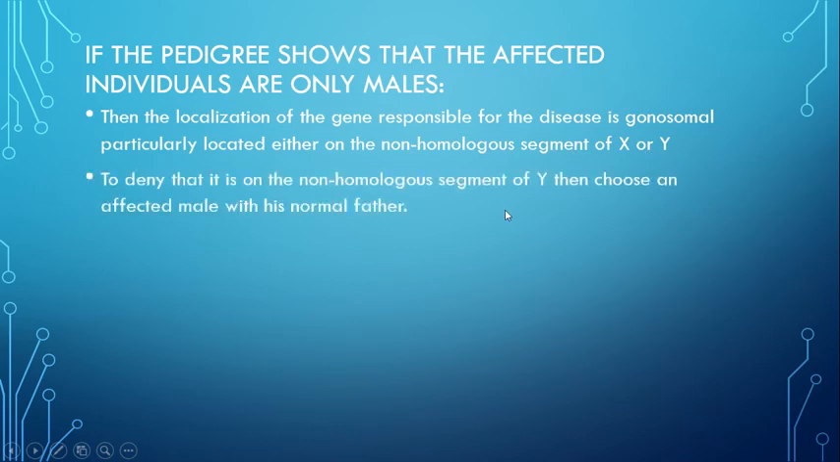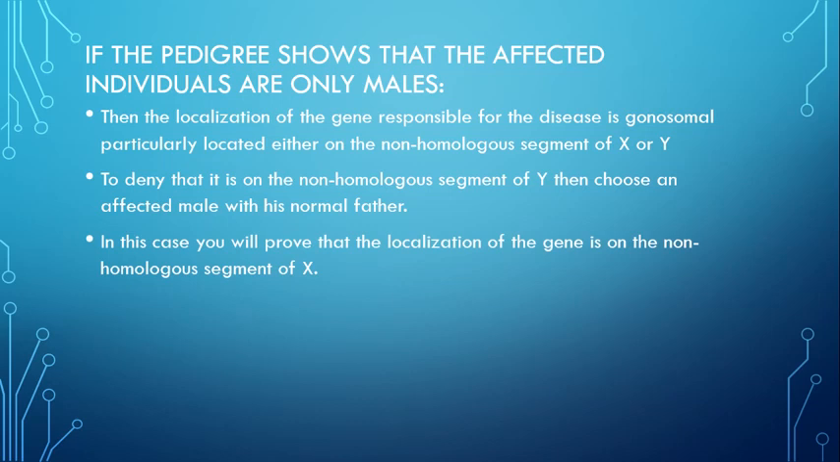In this case, you have to deny that it is on the non-homologous segment of Y. This can be done by choosing an affected male with his normal father. Because if the male is affected and the allele is carried on the Y chromosome, this male shall receive the Y chromosome from his father. But if the father is normal, then he's supposed to give the normal allele on Y to his son, and in this case the son should not be affected. So since the son is affected but his father is not, this proves that the gene is not on the non-homologous segment of Y, but rather on the non-homologous segment of X.